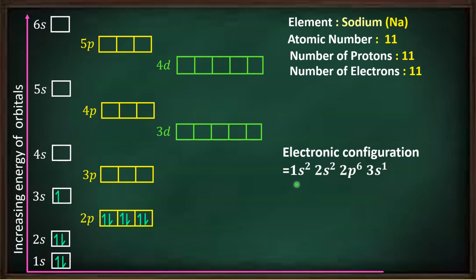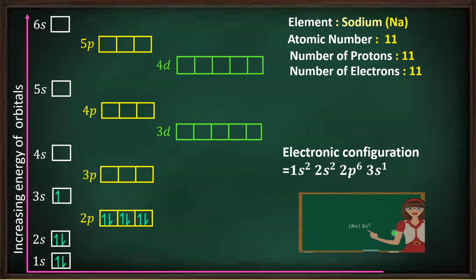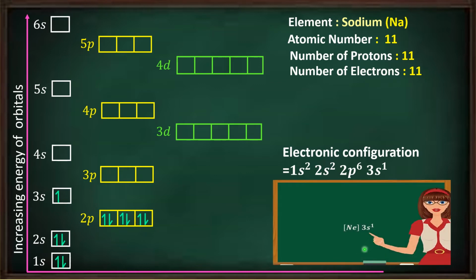We can write this electronic configuration in short form. 1s2, 2s2, 2p6 is the electronic configuration of neon. Neon has this electronic configuration. So instead of writing this much length, we can write this electronic configuration by replacing it with the neon electronic configuration before 3s1. So neon 3s1, that means before 3s1 we have the neon configuration.